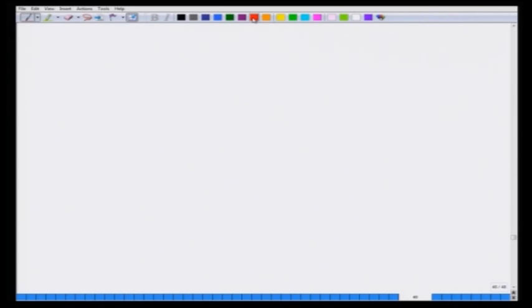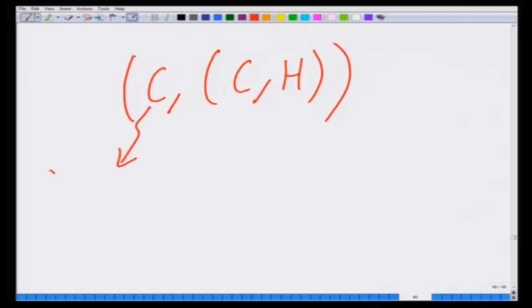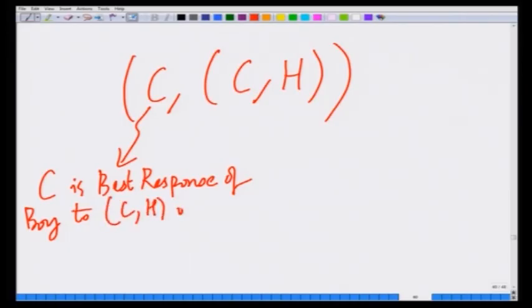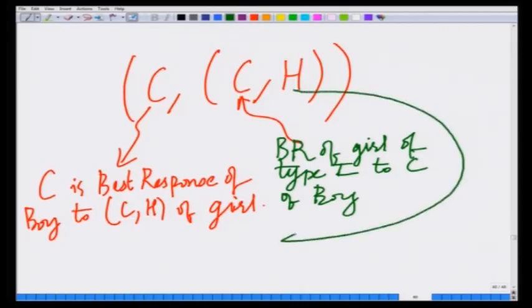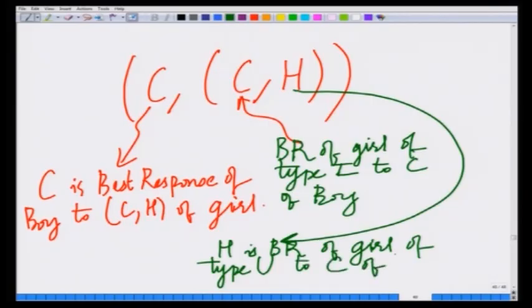We looked at this by saying that basically, if the girl is choosing C comma H, C is the best response of the boy to C comma H of the girl, right, and C is the best response of the girl of type I to C of the boy, and H is the best response of the girl of type U to C of the boy.